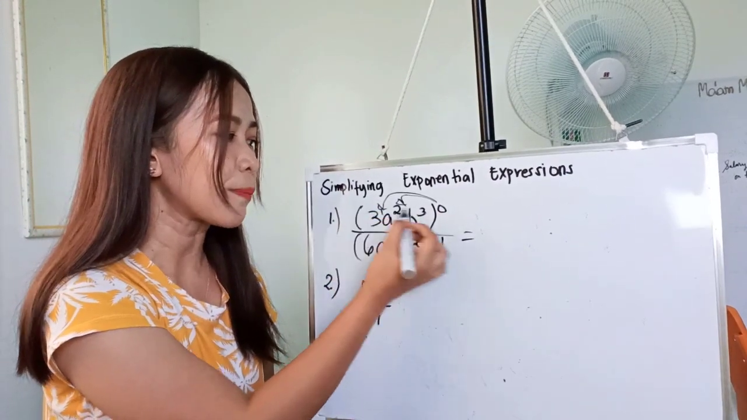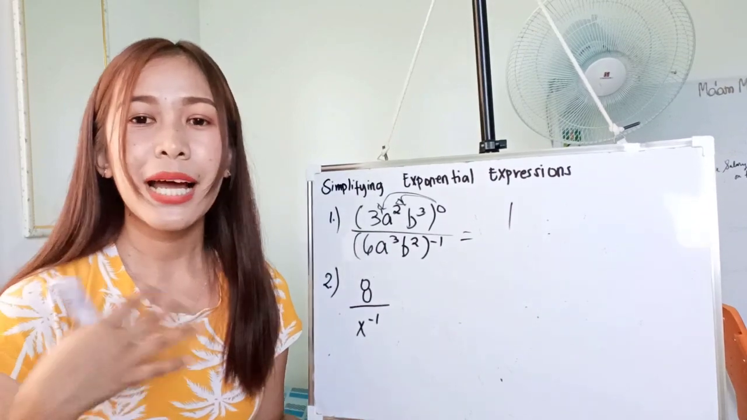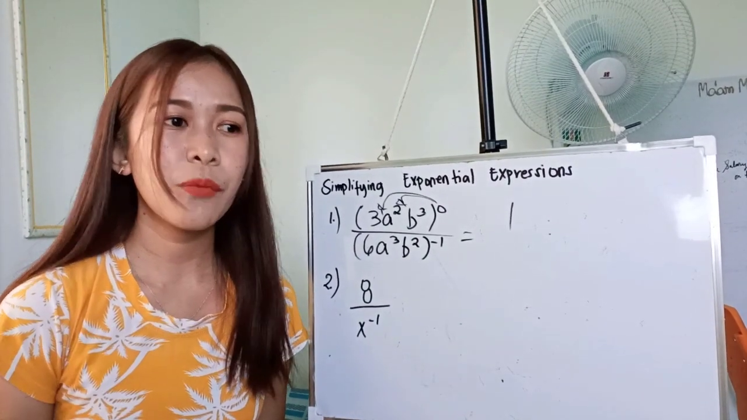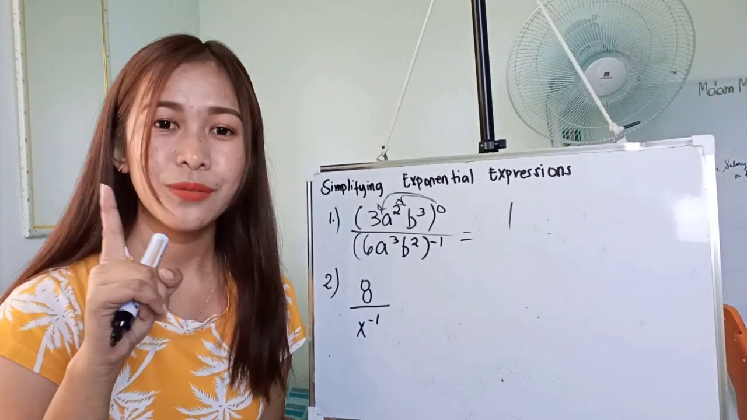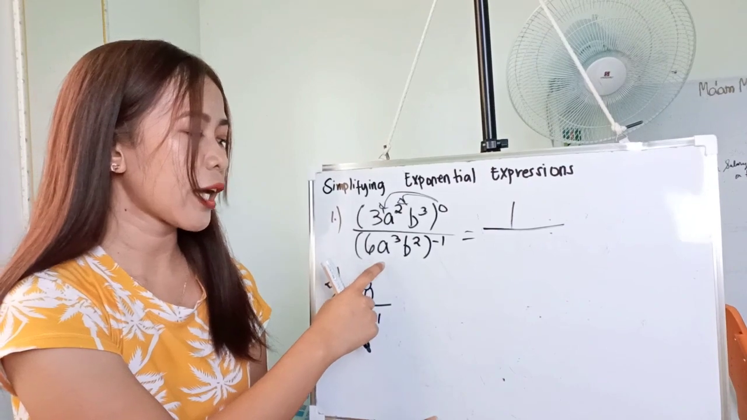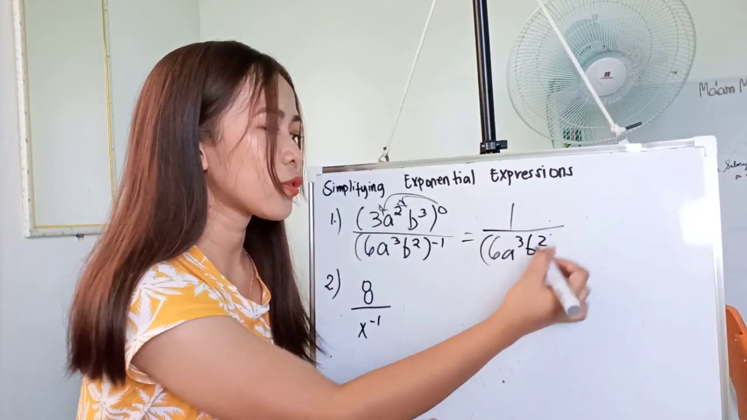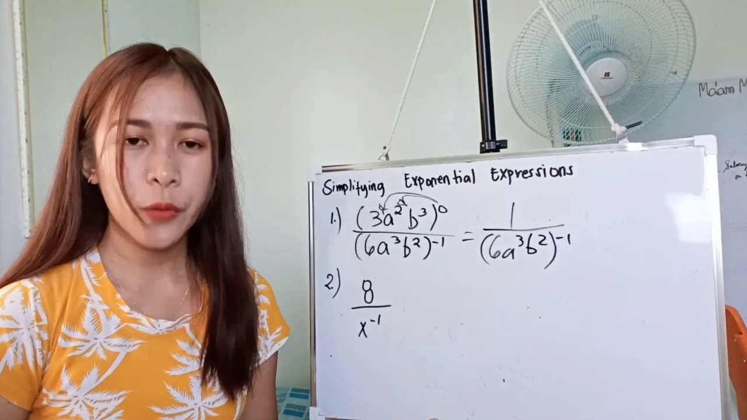Automatic, kasi meron naman yung parenthesis, automatic na 1 yan. Okay? Palaging tatandaan, any expressions, numbers, or variables you raise to 0, the answer is always equal to 1. And then we have here 6 times a raised to 3 times b squared, raised to negative 1. Remember the negative integral exponent rule.